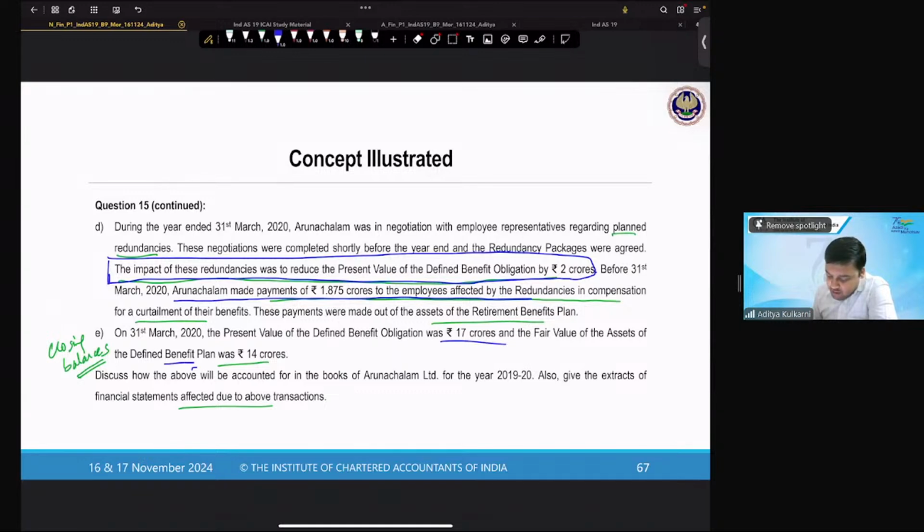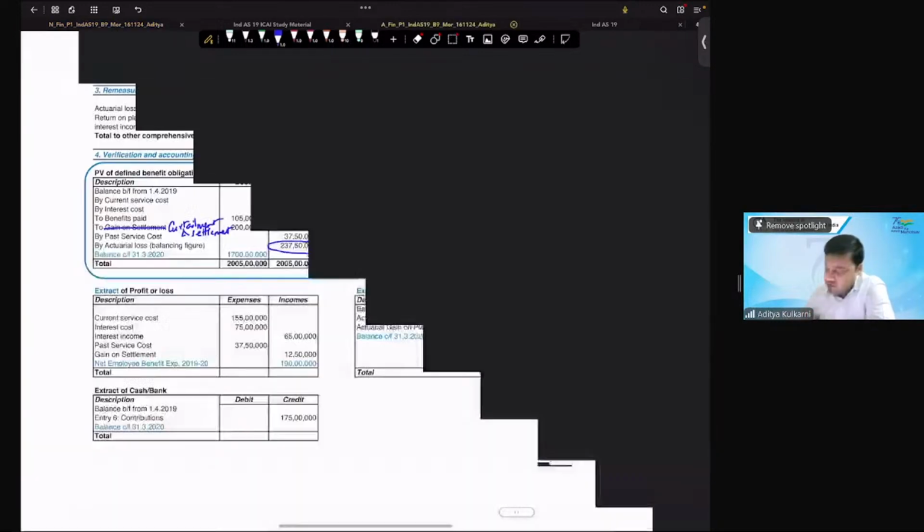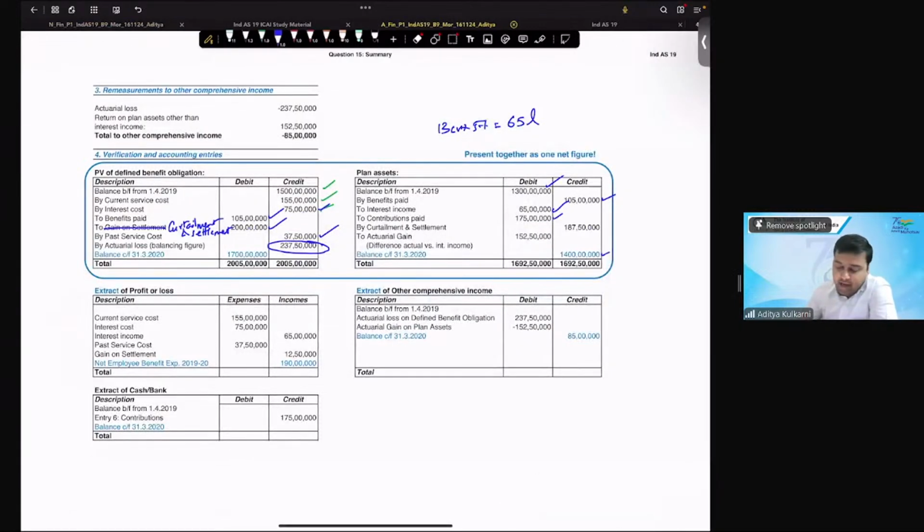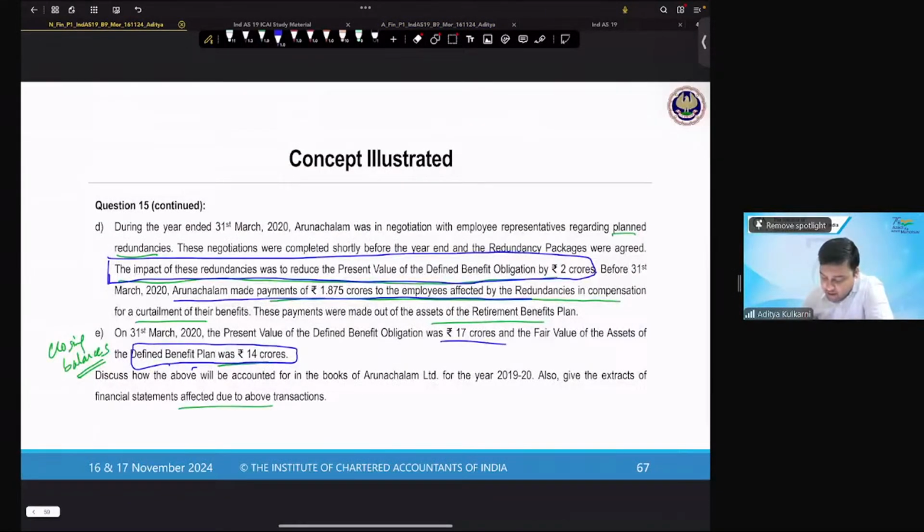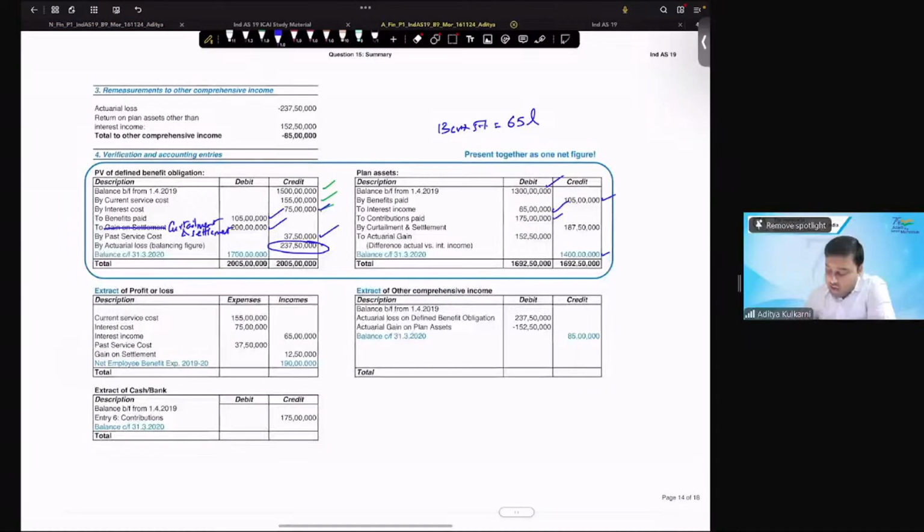The fair value of the defined benefit plan assets is 14 crores. Okay. And finally, Arunachalam made a payment of 1.875 crores to the employees affected by the redundancies in compensation. So I have actually made a payment of 1.875 crores to the employees. So far, is it okay?